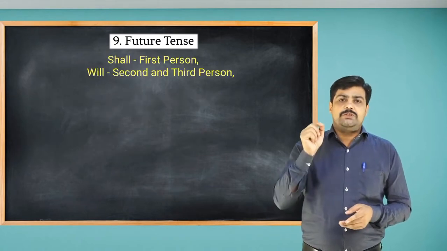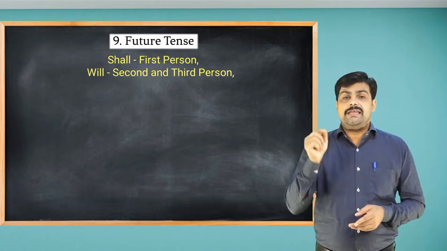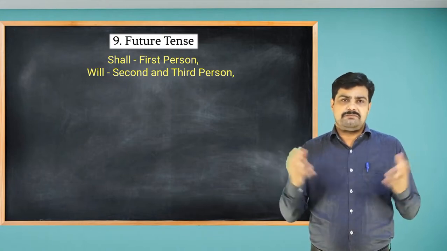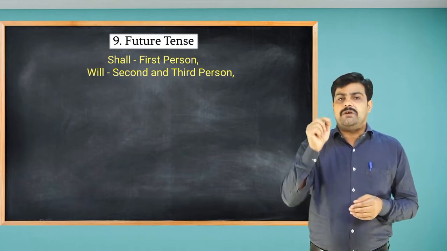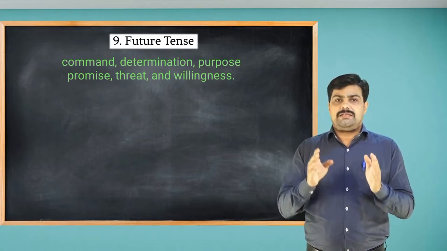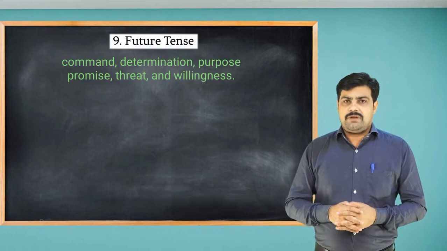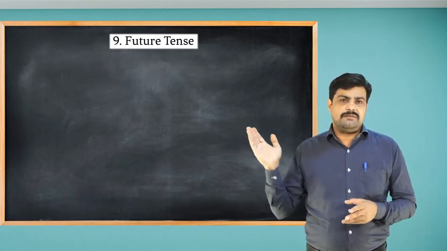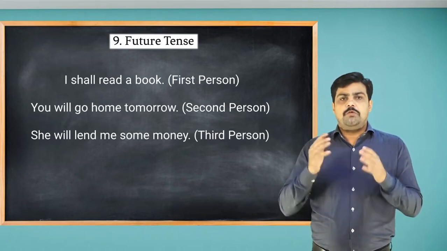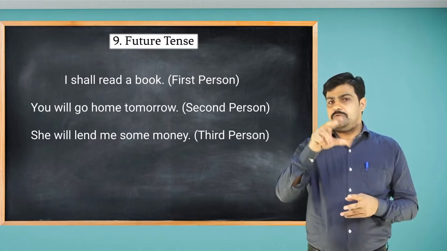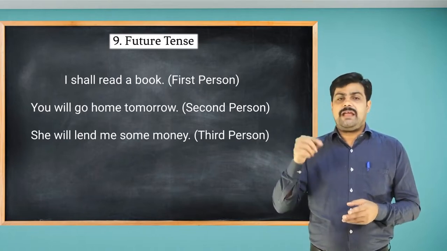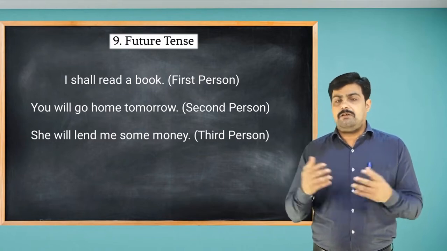Remember, shall is used with first person, that is I and we. Will with second and third person, that is you, he, she, it, they, etc. But this order is reversed in case of any command, determination, purpose, promise, threat, willingness, etc. For example, these are the sentences on the screen. I shall read book. First person, that is. You will go home tomorrow. Second person, you is second person, so will is used. She will lend me some money. For she, we have used will here because this is the third person.